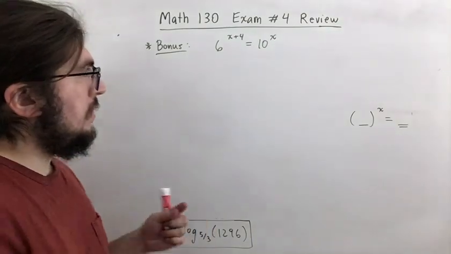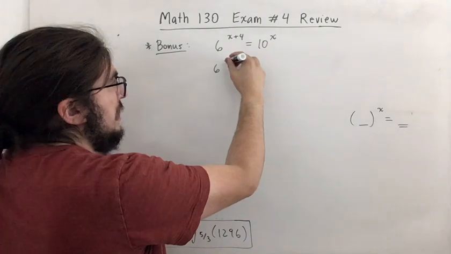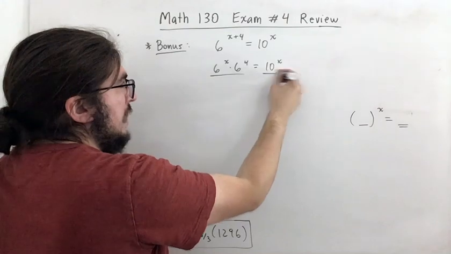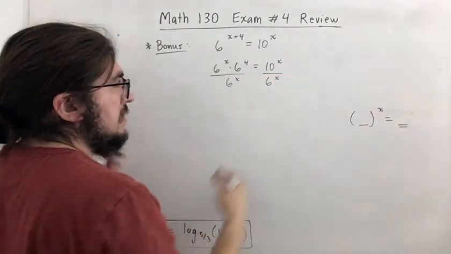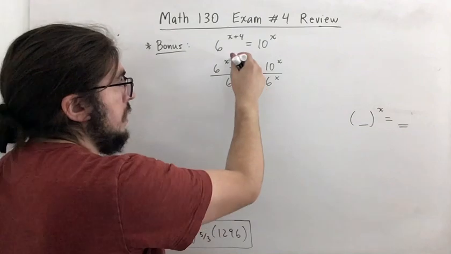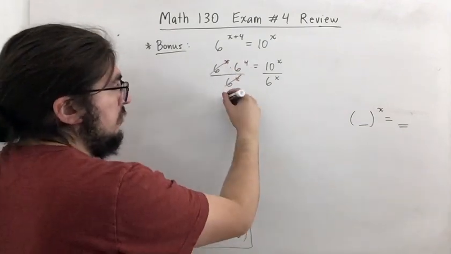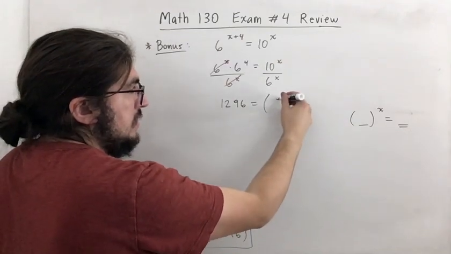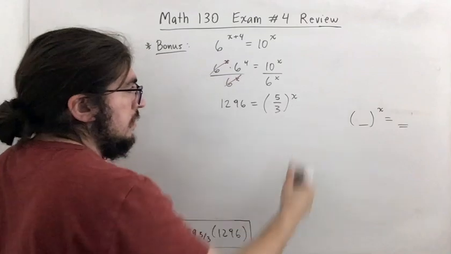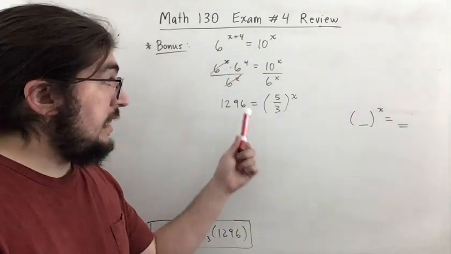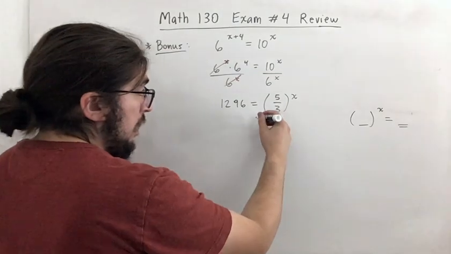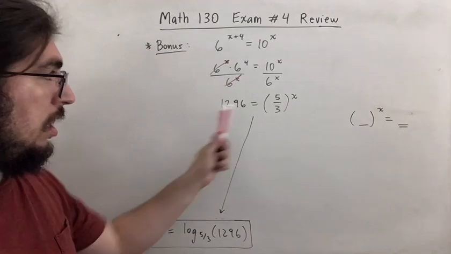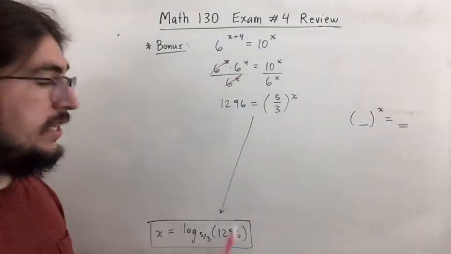So what we can do actually is, well, first off, we can split this up: 6 to the x times 6 to the 4th. And then we can divide both sides by that 6 to the x so that we only have x's on one side, but as powers now. Notice 6 to the 4th is 1296. And this is 10 over 6, which is 5 over 3 to the x. So that actually wasn't too much work, and right away we see that this exponential form in logarithmic form is exactly this. The power x is equal to log base 5/3 of this.